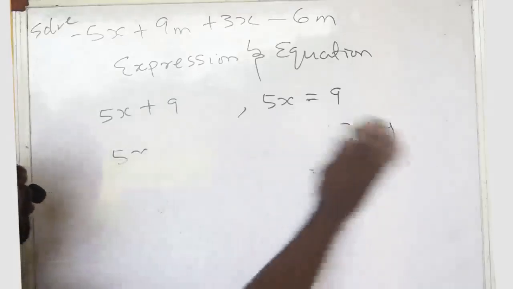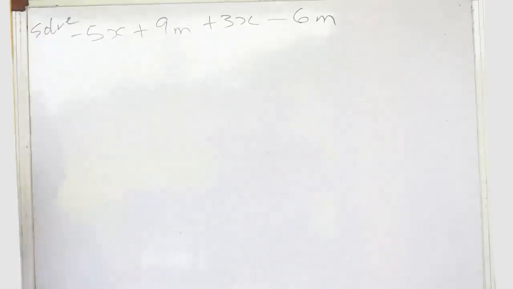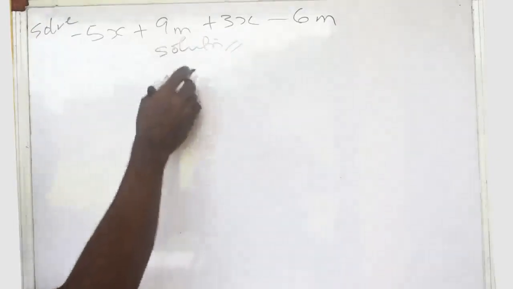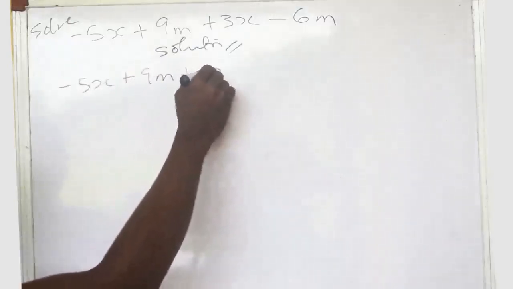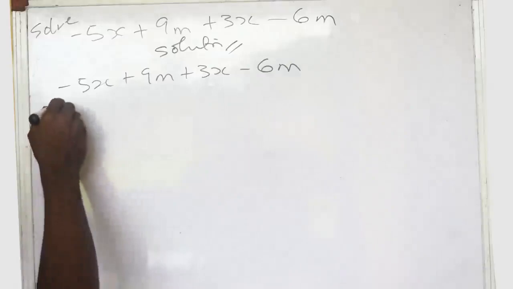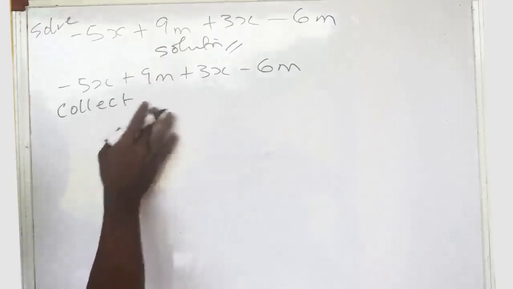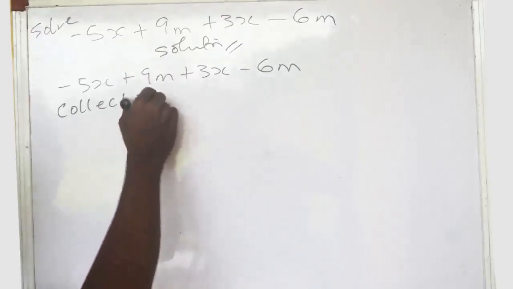Okay, let me attend to the question above. So this guy has been given to you to deal with. How do you go about it? It says solution. After writing solution, let us bring this guy down. We have minus 5x plus 9m plus 3x minus 6m. So when you look at it, it's not arranged at all, it's not organized. The best way to organize it is you say collect like terms. The moment this has been written, it tells the examiner or the mathematician that you want to arrange the expression. This is an expression, not an equation. You say collect like terms.